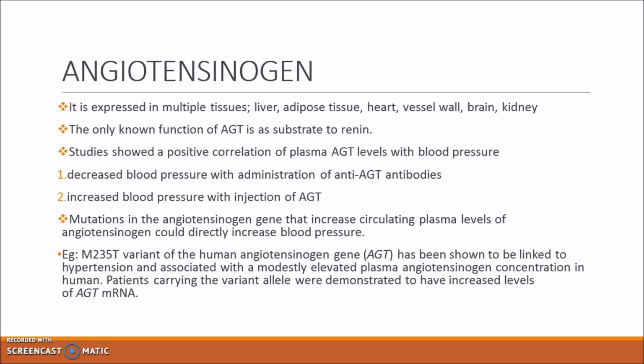Mutations in the angiotensinogen gene that increase the circulating plasma levels of angiotensinogen could directly increase blood pressure. For example, the M235T variant of the human angiotensinogen gene has been shown to be linked to hypertension and associated with a modestly elevated plasma angiotensinogen concentration in humans. The patients carrying the variant allele were demonstrated to have increased levels of AGT mRNA.